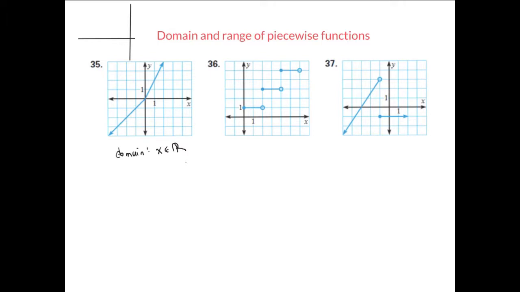If I was checking the range, then I would run a horizontal line across the graph. So let's see. The horizontal line hits the graph at all points, so the range is also all real numbers. Now, since it's range, instead of saying x is an element of the real number set, I would write y as an element of the real number set.